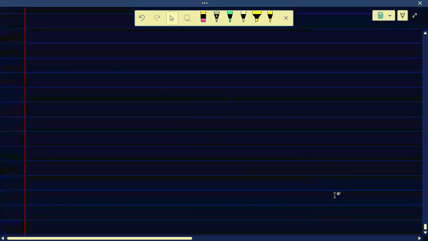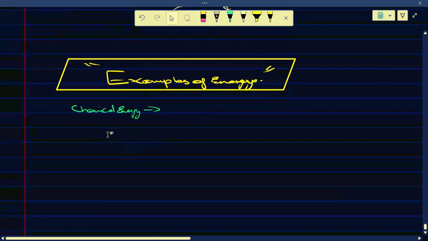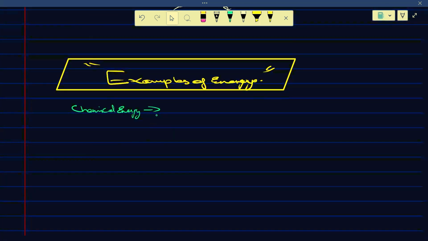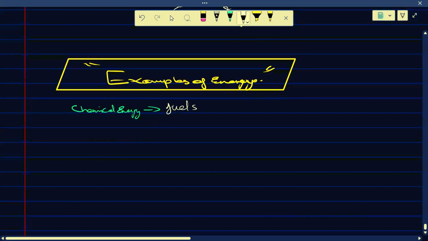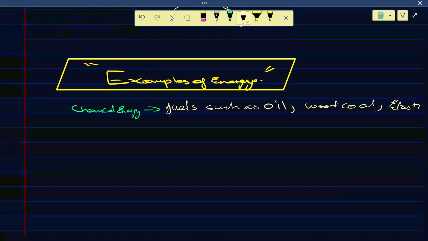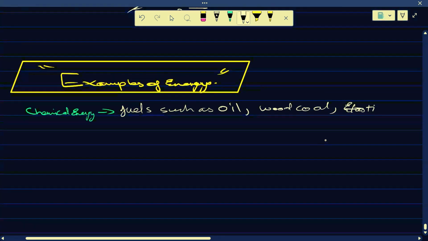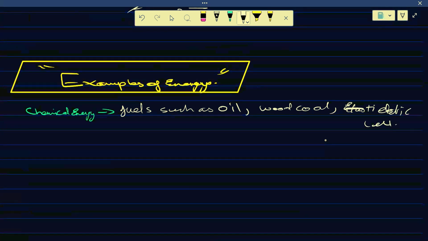So now let's do some examples of energy. What are some examples of energy? Let's take chemical energy. What are the examples of chemical energy? Their examples are fuels. Fuels are good examples of chemical energy, such as oil, wood, or coal, and electric cell, and many others. So these are some examples of chemical energy.